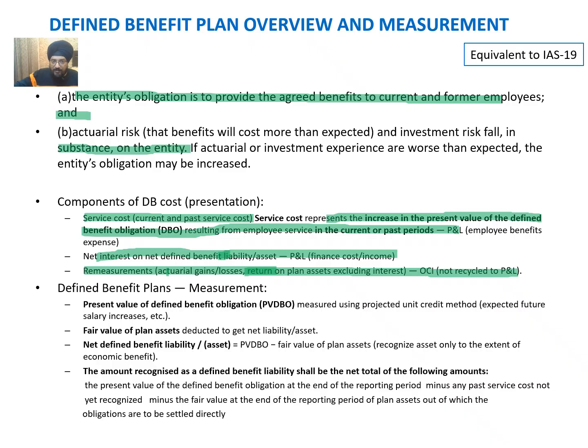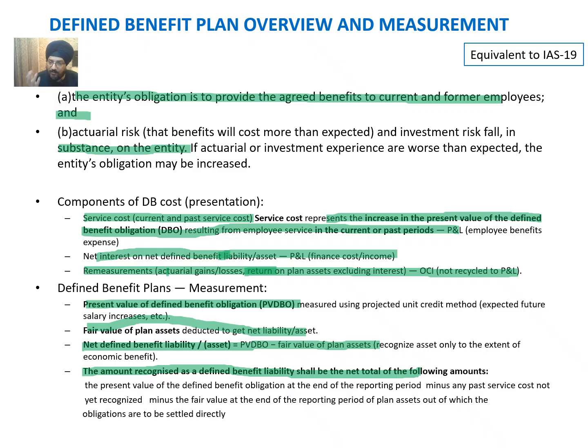So defined plan measurement is the present value of the defined benefit obligation, with the fair value of the plan asset deducted to get the net liability or asset. The net defined benefit liability or asset is equal to the present value of the defined benefit obligation less the fair value of the plan asset, and the amount recognized as a defined benefit liability shall be net of the following. So AS19 is a typical scenario wherein we have to showcase the net liability on account of the defined benefit obligation.